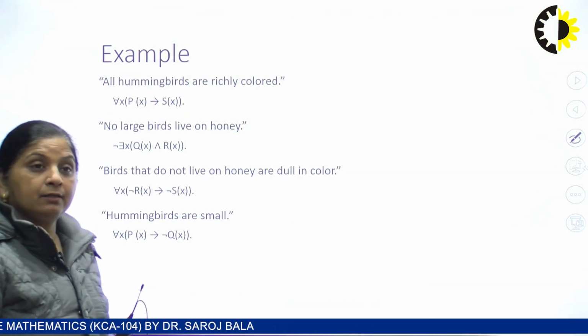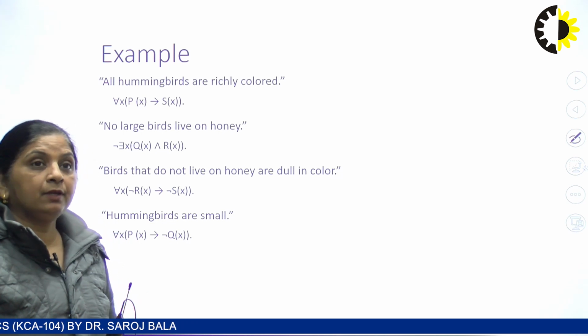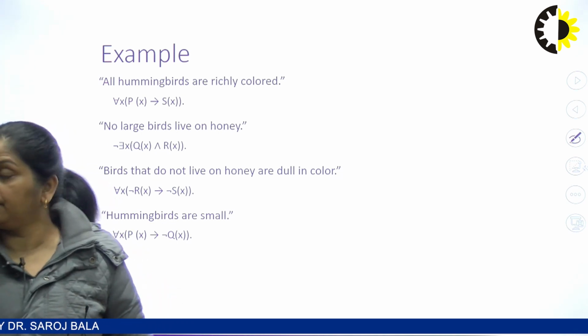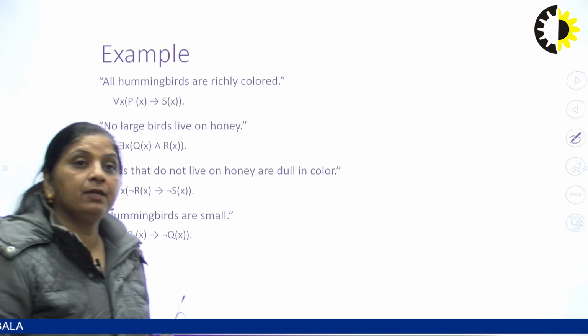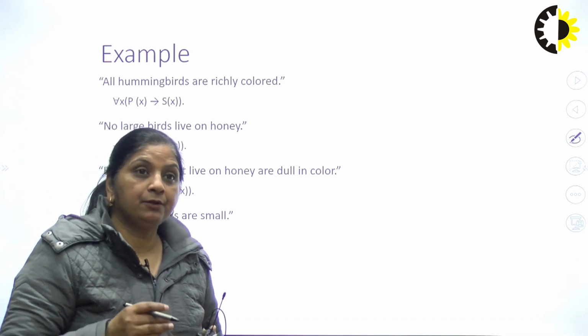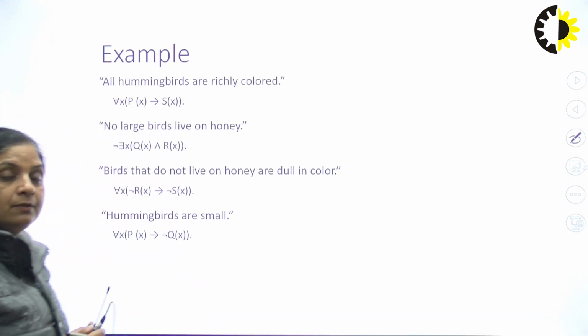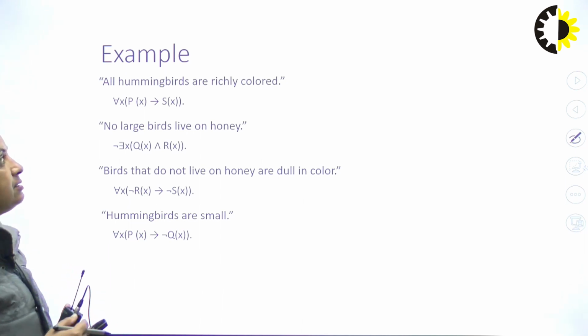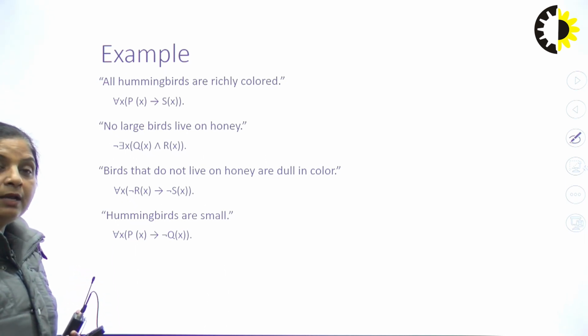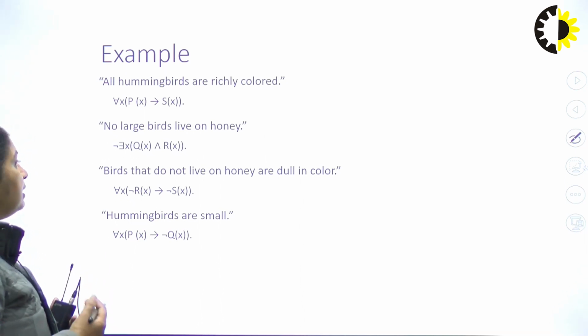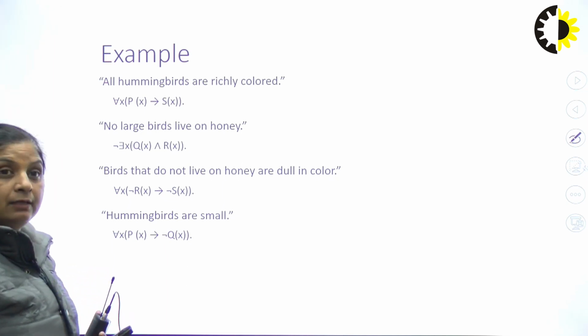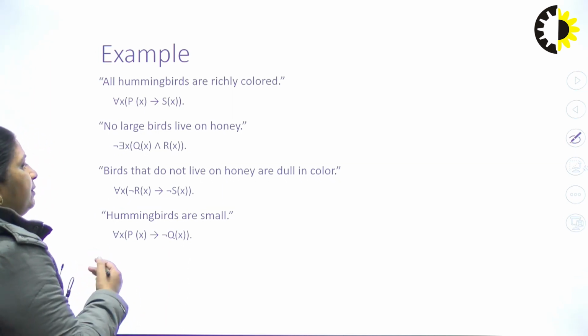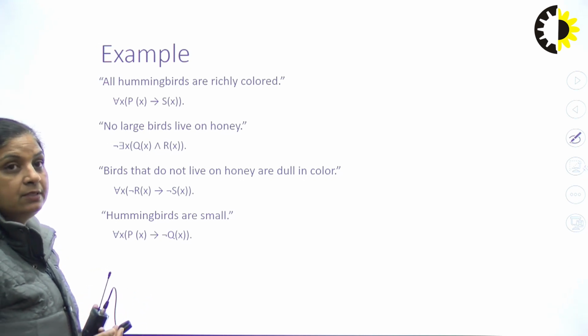We can take another example also. In this example we are talking about four statements. All hummingbirds are richly colored. No large birds live on honey. Birds that do not live on honey are dull in color. Hummingbirds are small. These are our statements.